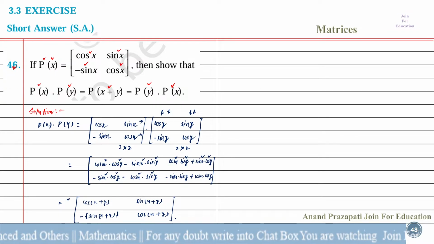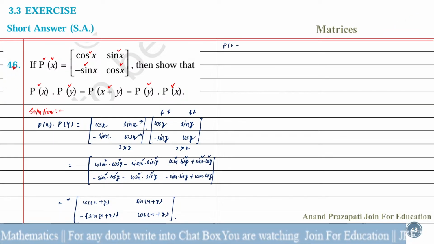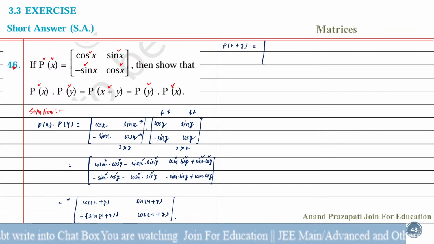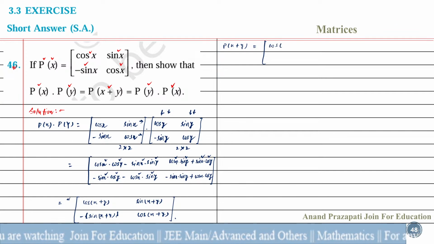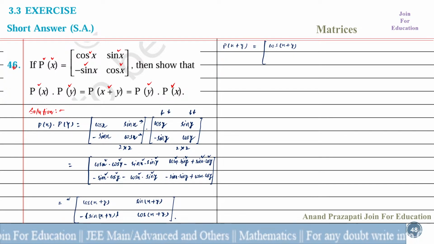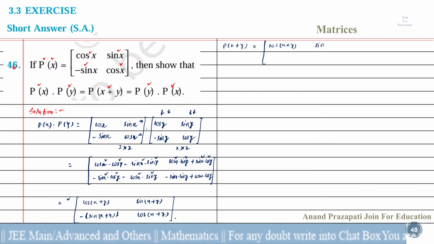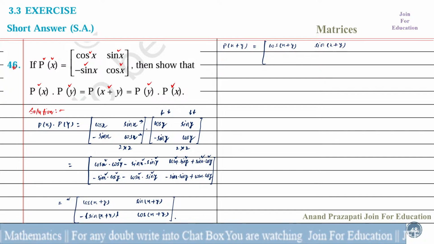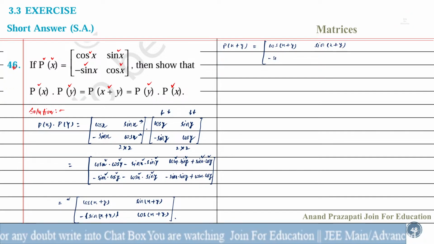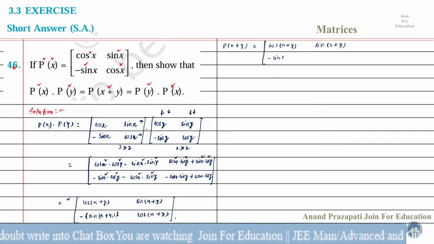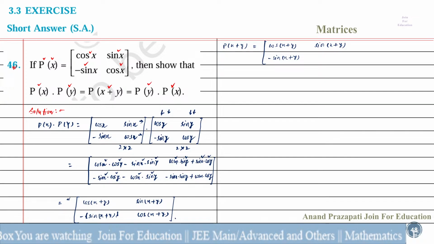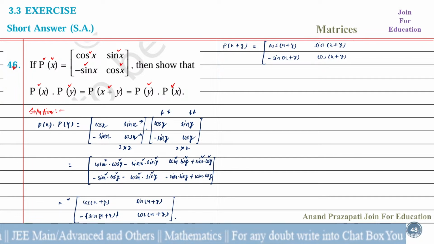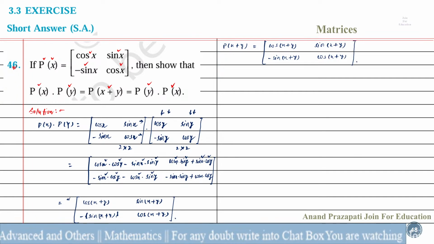Now we find out P(x plus y), then we write down here cos(x plus y), and here sin(x plus y), and here minus sin(x plus y), and here cos(x plus y). Up to this step there is no problem to understand.